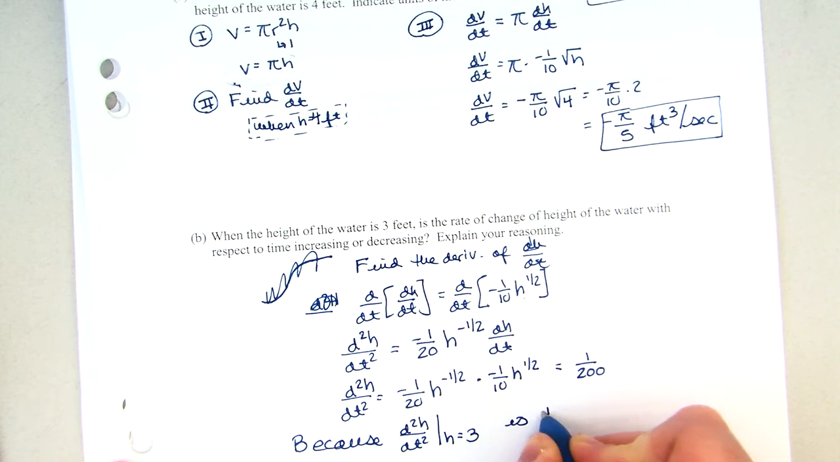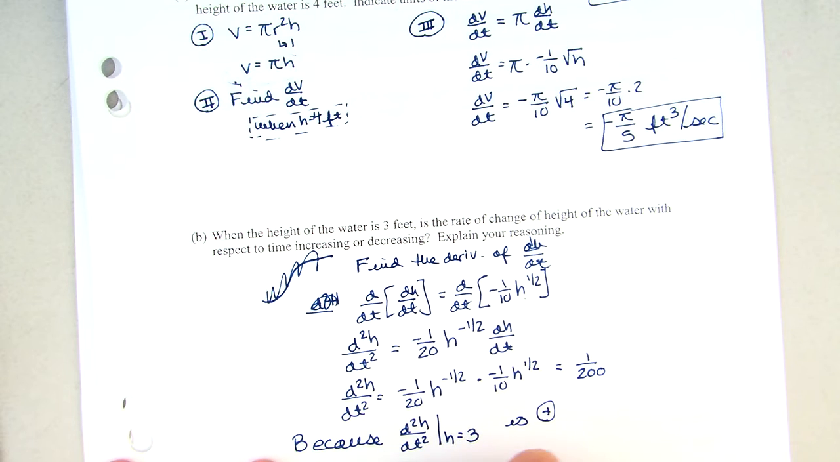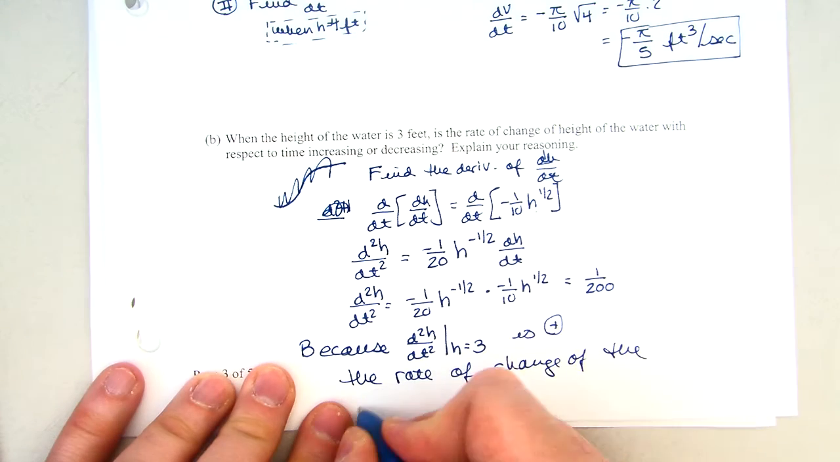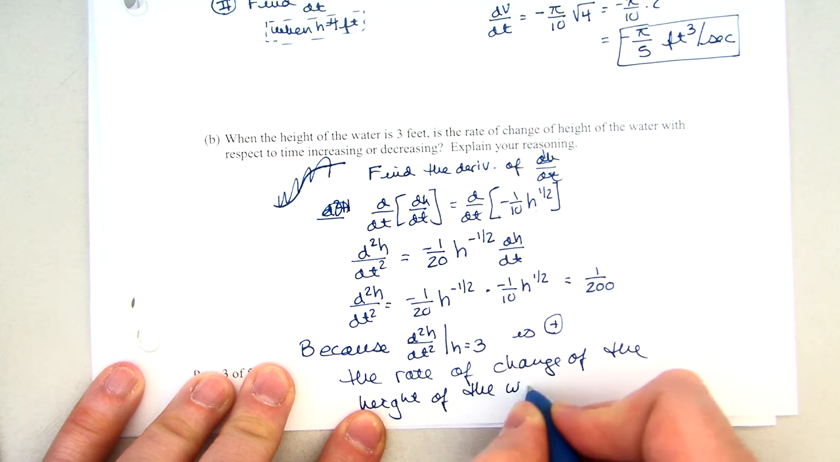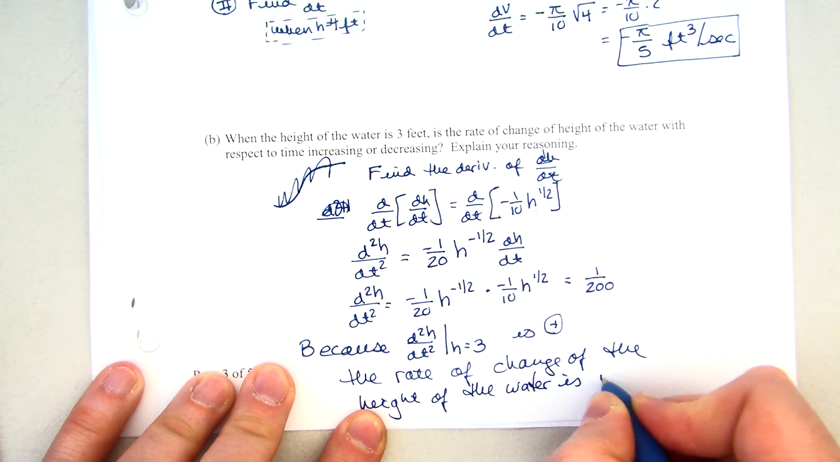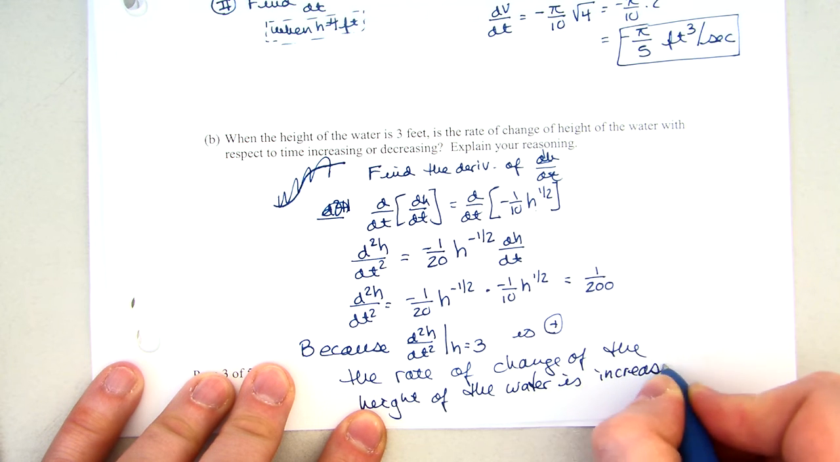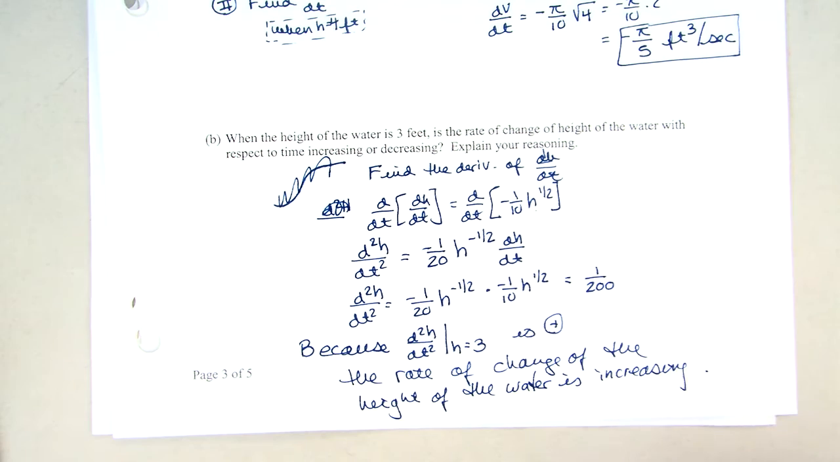Because that's positive, the rate of change of the height of the water is increasing. Because the derivative of the rate of change of the height was something positive. And that's usually going to be our interpretation of a second derivative of these things. Is the rate of change itself increasing or decreasing?